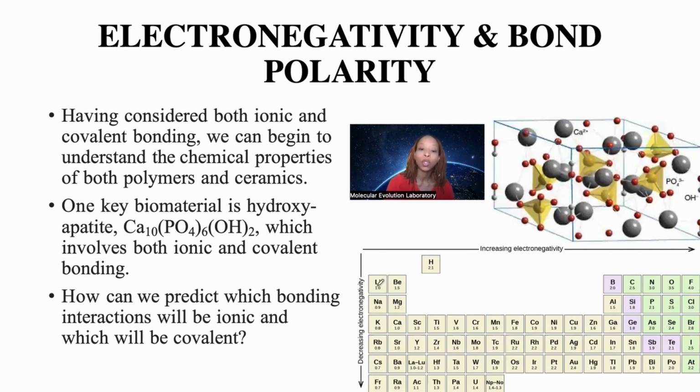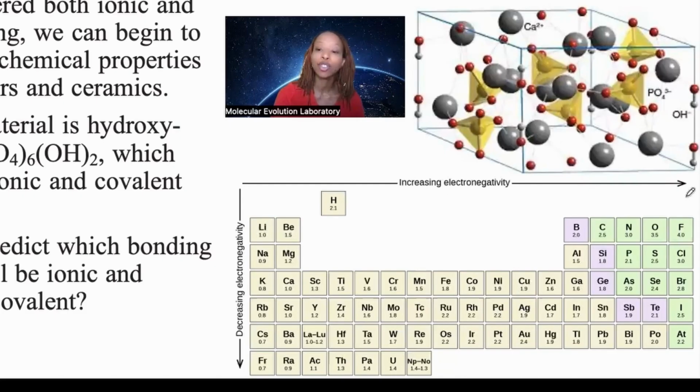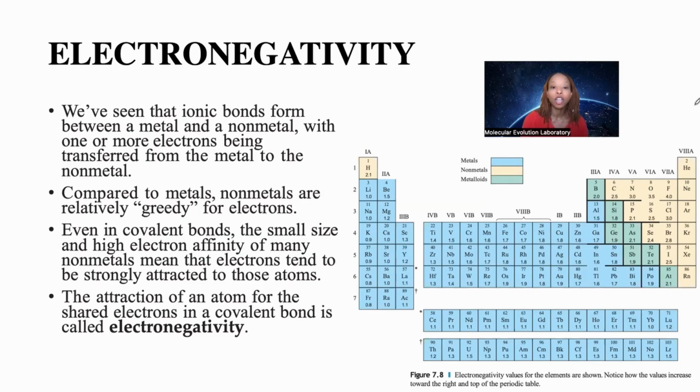And this shows the order in electronegativity. As you go down a group, there is a decrease in electronegativity. As you go across a period, there is an increase in electronegativity. So fluorine has the highest electronegativity. Compared to metals, non-metals are relatively greedy for electrons.